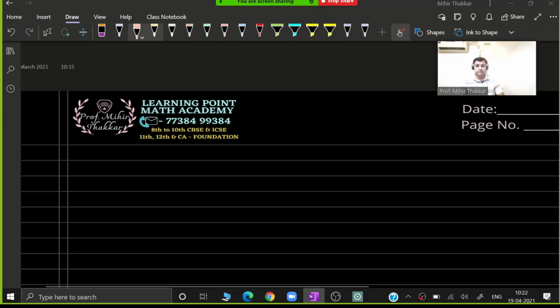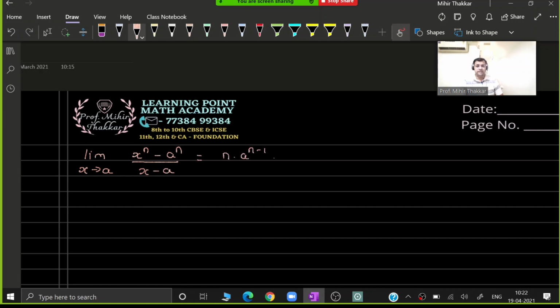So guys, in the previous class we had started with the limits chapter, and we had seen a basic formula for limit, which is limit as x tends to a, x raised to n minus a raised to n upon x minus a, that is equal to n into a to the power n minus 1, where I had told you that a and n both are any constant numbers, and we had also seen some examples based on this.